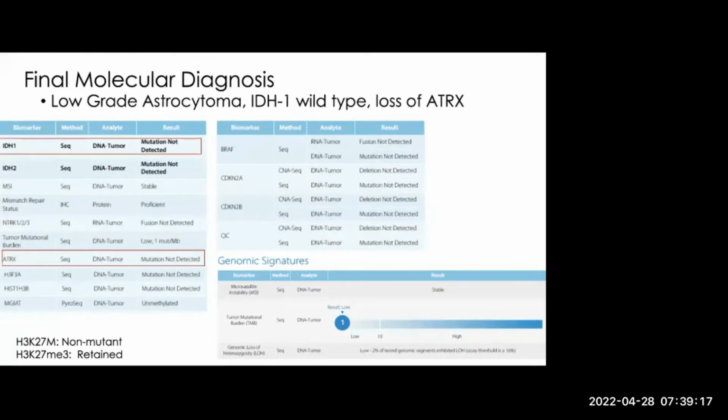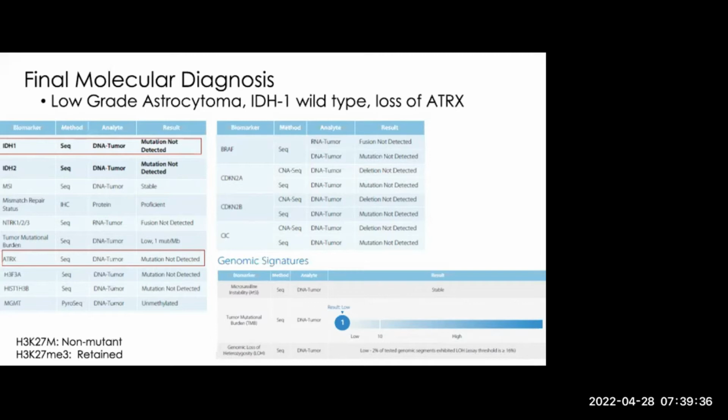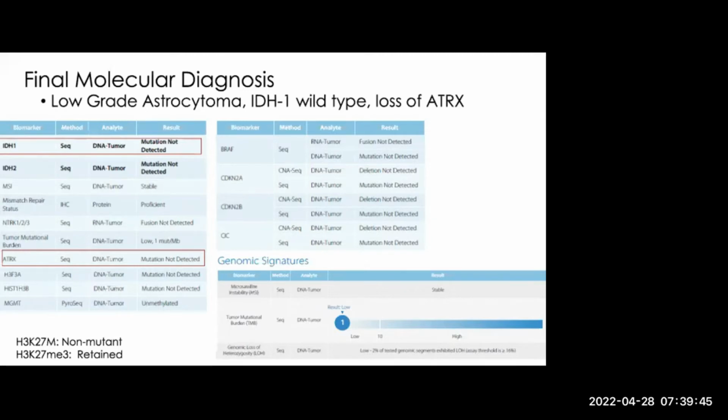But it doesn't have any high-grade elements. The mistake that we don't want to make is to assume that this is a diffuse astrocytoma and IDH wild type, and then of course that means it's going to act like a glioblastoma. So that's why I'm always going back to the first step, saying, could this be one of those specific entities like pilocytic astrocytoma, angiocentric glioma, things like that. So that's where I am.